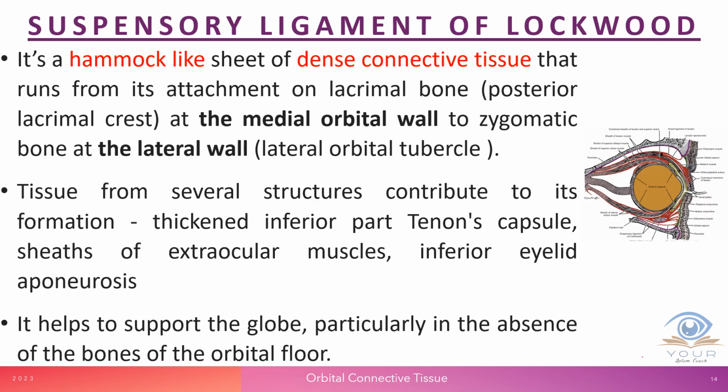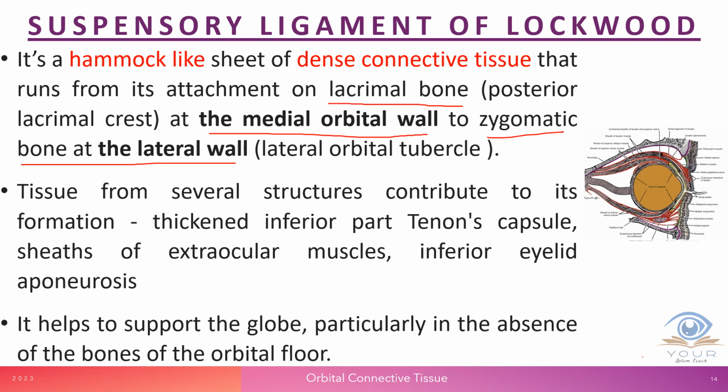So the next component that we will be discussing is the suspensory ligament of Lockwood. Like I just told you, it is a hammock-like sheet of dense connective tissue that runs from its attachment on the lacrimal bone, that is the posterior lacrimal crest at the medial orbital wall, to the zygomatic bone at the lateral wall, that is the lateral orbital tubercle. Tissues from several structures contribute to its formation.